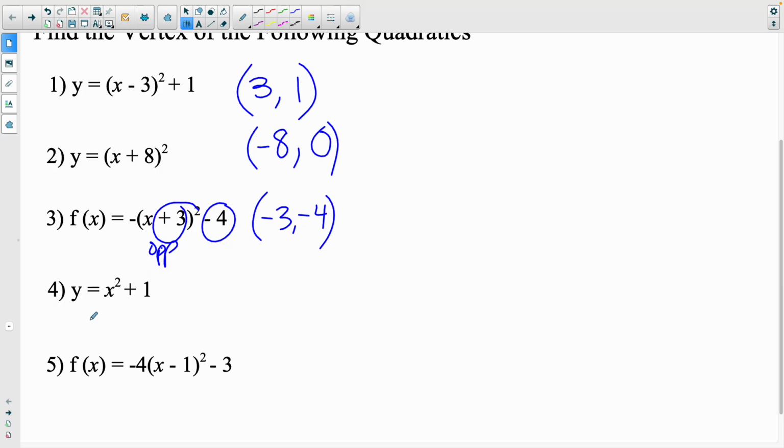Number 4, you usually won't see it written like this, but because there's no parenthesis, the x-coordinate of the vertex would be 0, right? That's the only way you would not have the parentheses. So if you don't see parentheses, that means the x-coordinate is 0. So this vertex would be 0, comma 1.